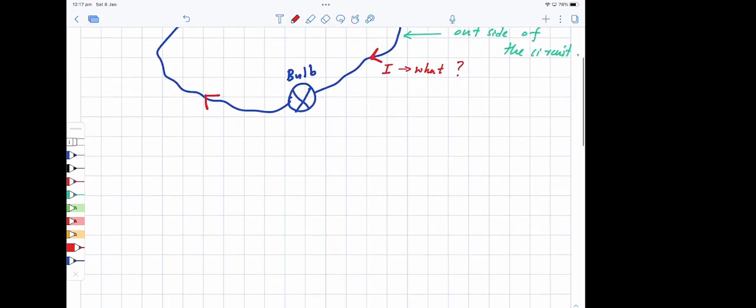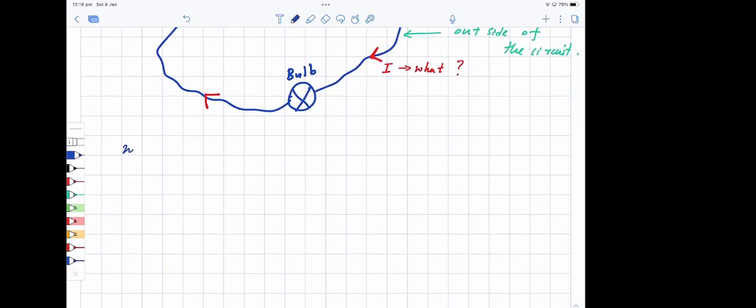Now, what is current? Okay, what is current? Current is flow of electrons. Remember, current is flow of electrons.